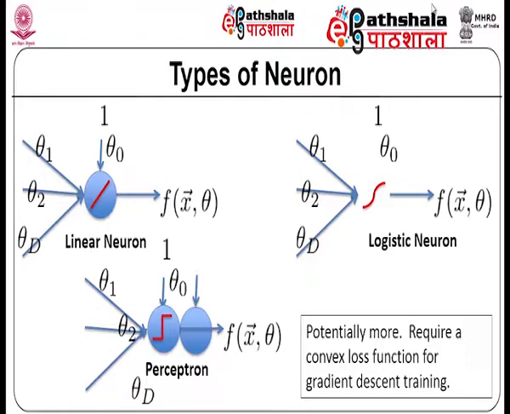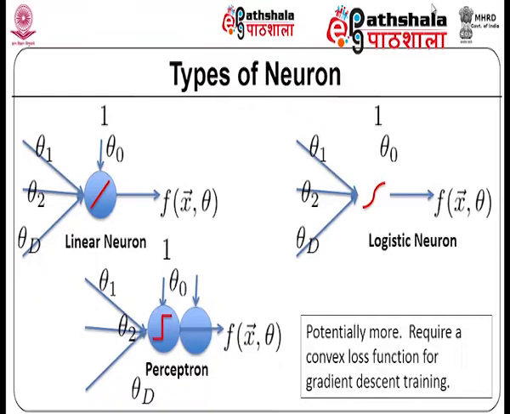Now, before we go further, there are different types of neuron. The first one is a linear neuron, where the function that you use is linear. Then you have a logistic neuron, where the function you use is logistic, and then you have a perceptron, where you use a step function.